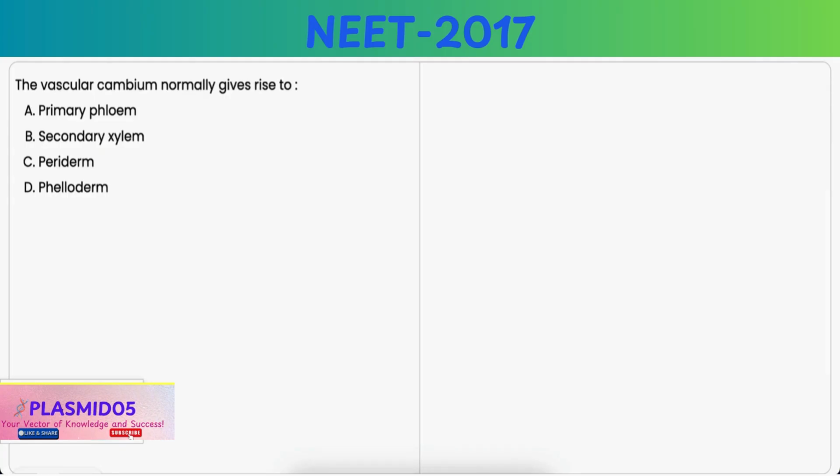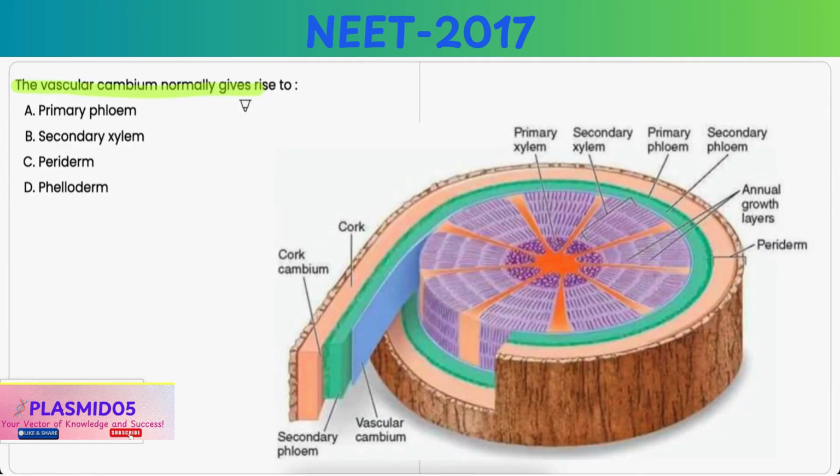In this question, you have to identify the tissue which arises from the vascular cambium. Option A, primary phloem. It is incorrect because primary phloem is formed by the apical meristem during the primary growth and not by the vascular cambium. Option B, secondary xylem. The vascular cambium is the lateral meristem, which is responsible for the secondary growth, and it produces secondary xylem, that is wood, on the inner side and secondary phloem on the outer side.